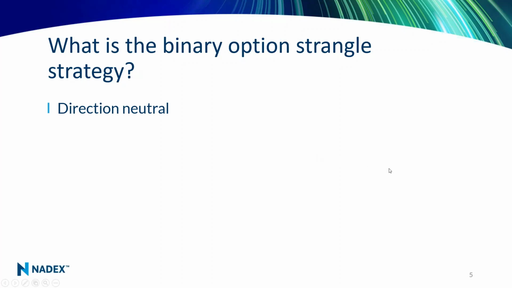This is a direction neutral strategy where you're really looking for volatility. You're not saying, I think the market's going to go up, I think the market's going to go down. You're basically saying, I don't know where it's going to go. Up, down, I don't care, I just want it to move. That's one of the beauties of this strategy. It's less about market timing, and it's definitely not about calling the direction. You're looking for just the market to move in general.